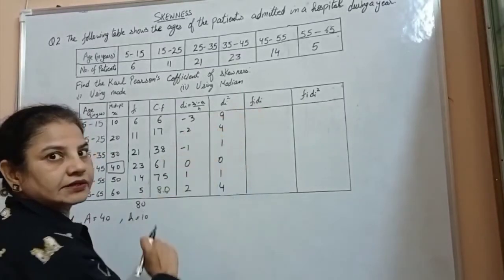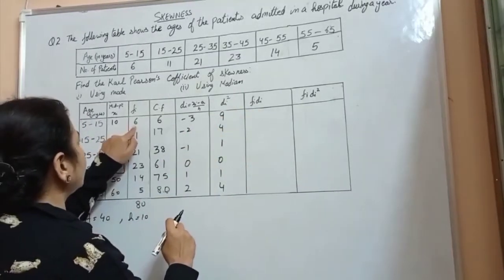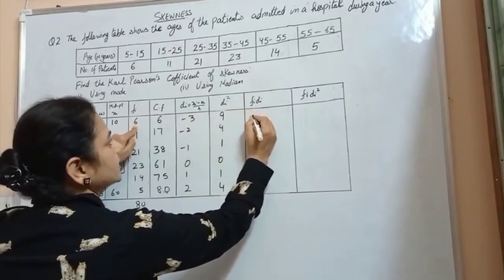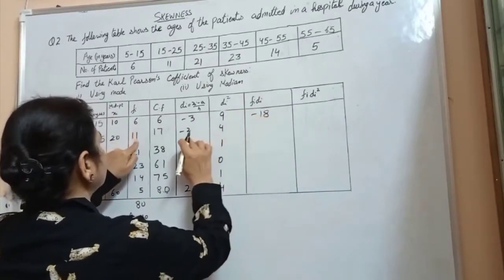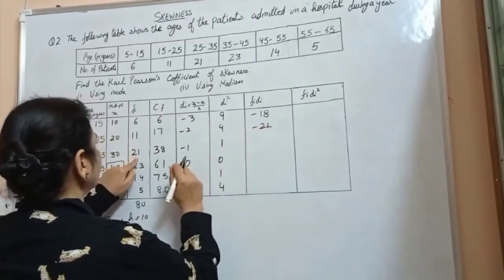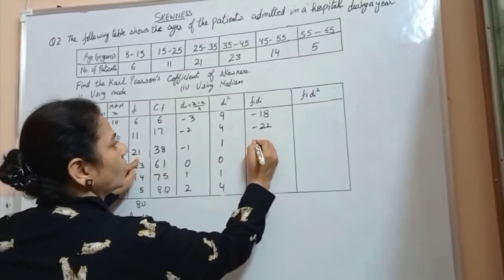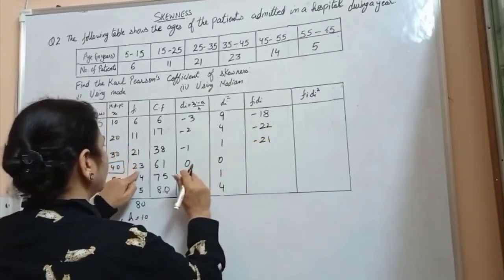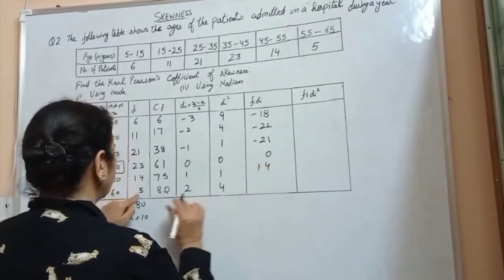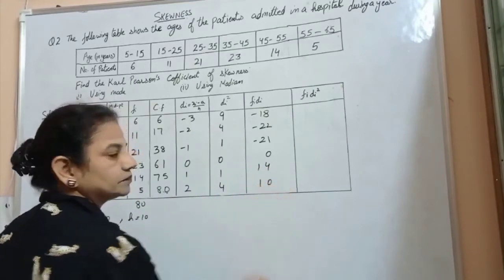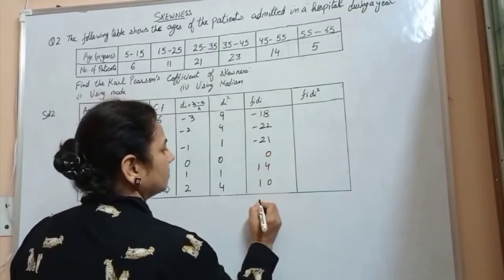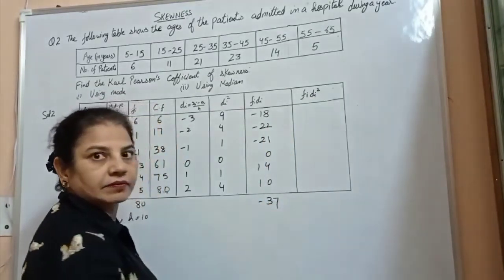Now the next column is fi di. So fi 6, di minus 3 gives me the result minus 18. 11 times minus 2 is minus 22. 21 into minus 1 is minus 21. 23 into 0 is 0. 14 into 1 is 14. 5 into 2 is 10. Add all these and you will get minus 37.